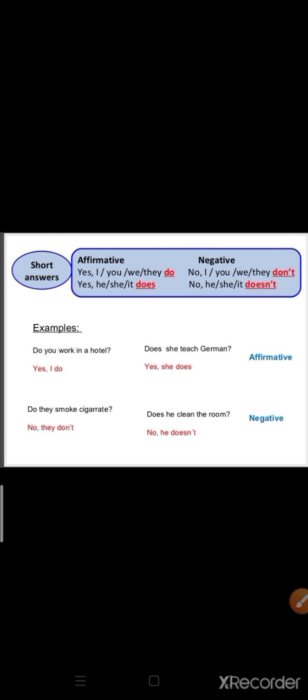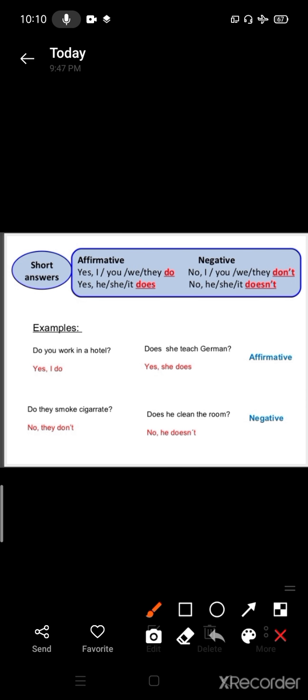Some examples are given. Do you work in hotel? Yes, I do. This is the example of interrogative sentence. Does she teach German? Yes, she teaches German. This one is interrogative sentence and these are affirmative sentence. Do they smoke cigarette? No, they don't. These are negative form of sentences.